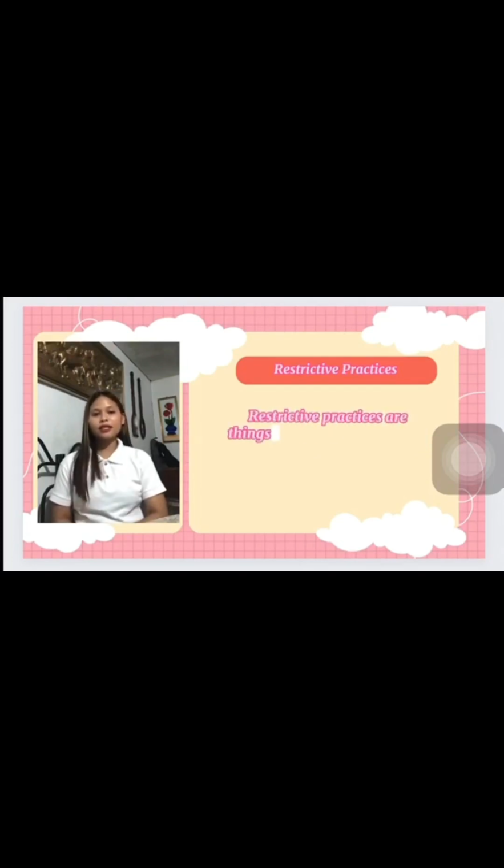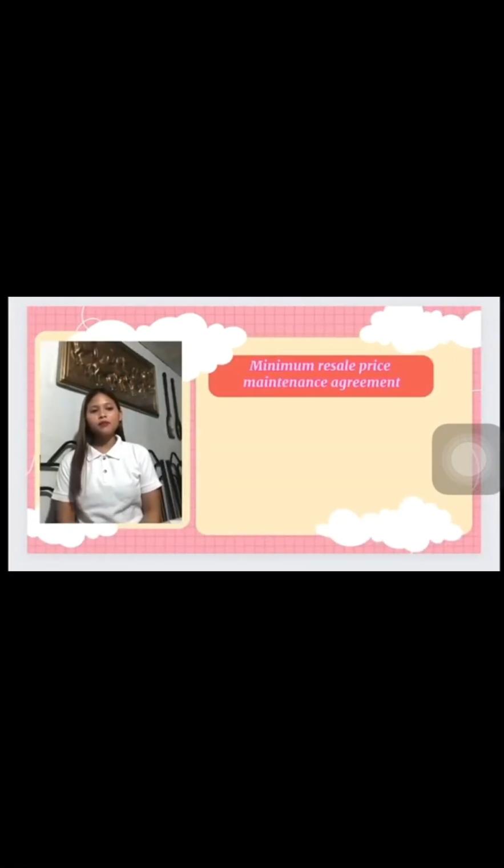So, restrictive practices are things that limit the right of a person, like being able to move. Minimum resale price maintenance agreement. An example of that is an online seller.